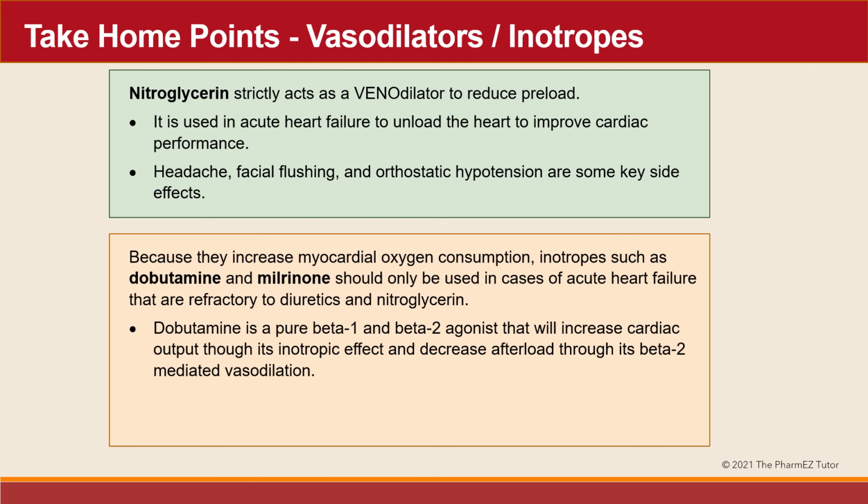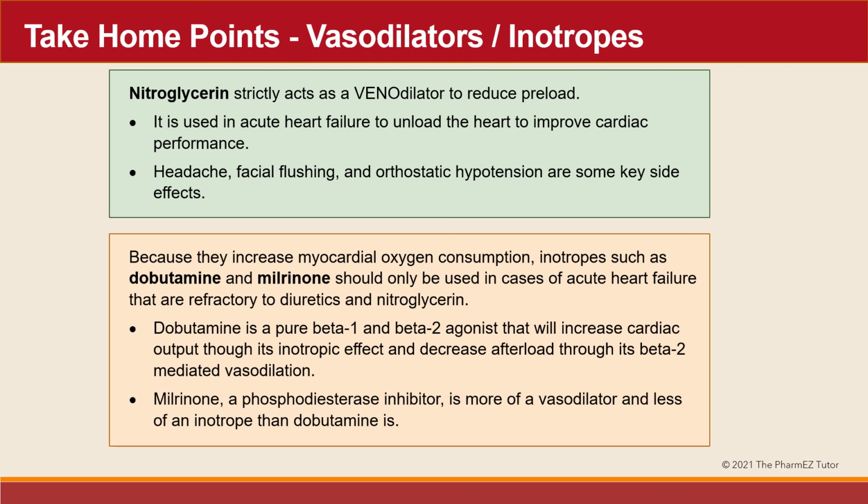Dobutamine is a pure beta-1 and beta-2 agonist that will increase cardiac output through its inotropic effect and decrease afterload through its beta-2 mediated vasodilation. Milrinone, a phosphodiesterase inhibitor, is more of a vasodilator and less of an inotrope than dobutamine is.